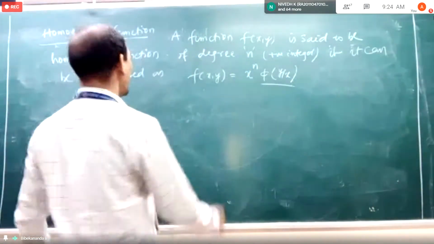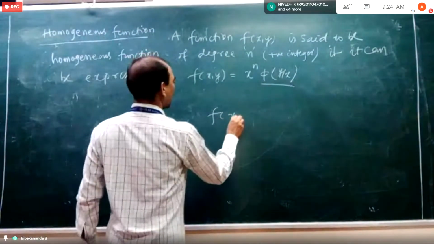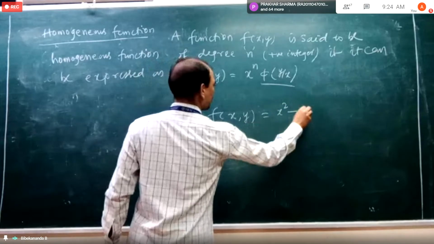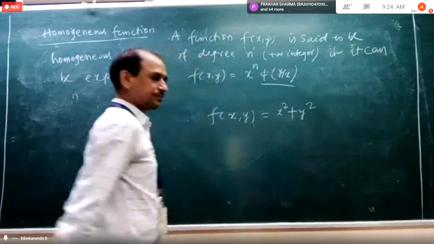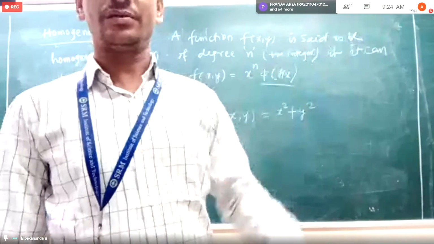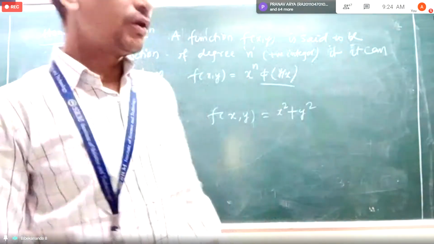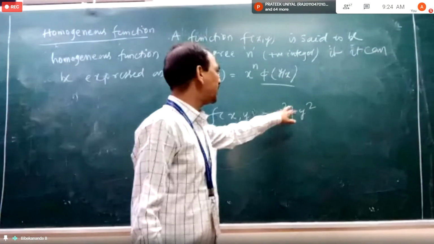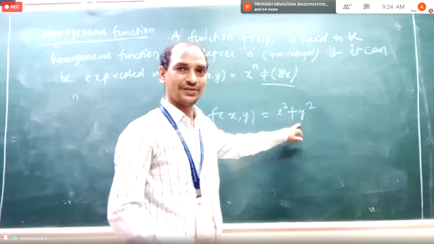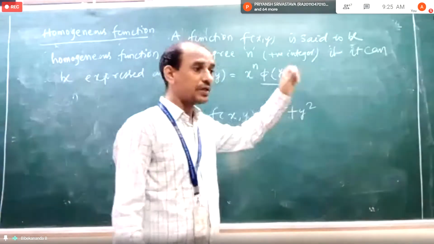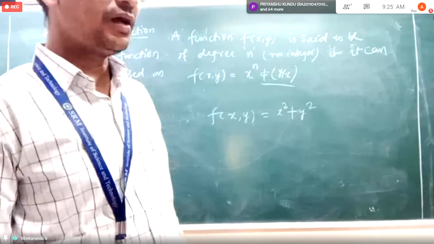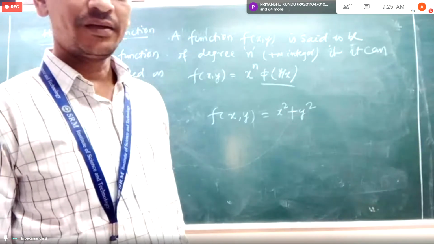For example, suppose I give you f of x, y is equal to x square minus y plus y square. Now, how can we check whether this is homogeneous or not? Although you are seeing that the degree is 2 in both terms, so it is homogeneous, using this method, how can you know that it is homogeneous and what is the degree? Did you get my point?